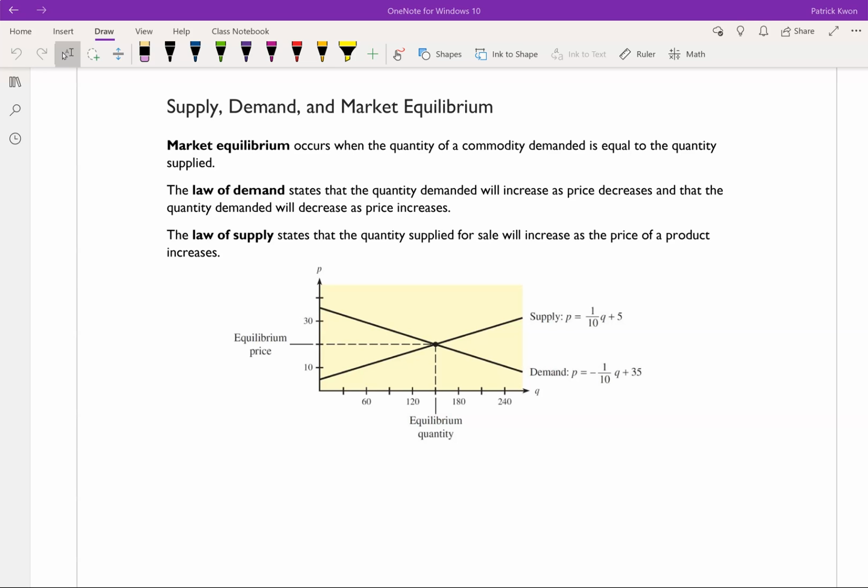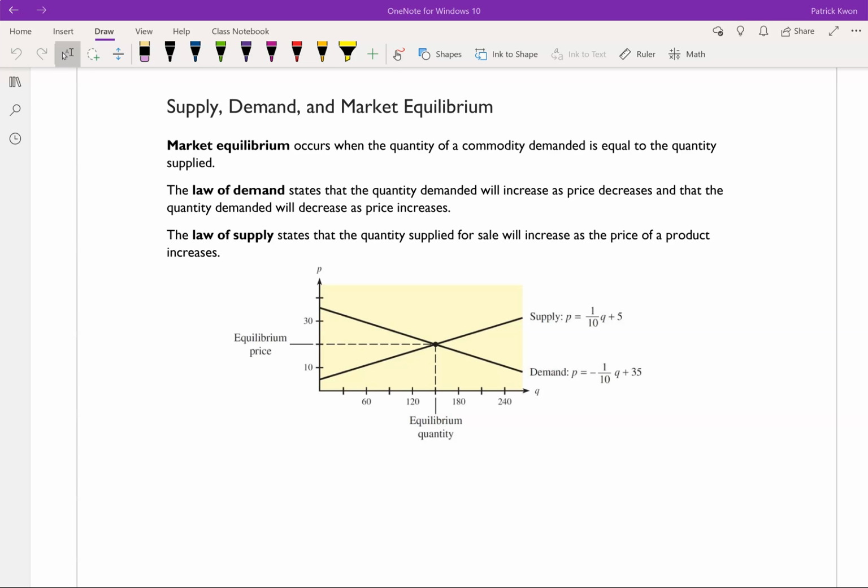Like if you have an iPhone and Apple starts selling iPhones at like $2,000 per phone, then the demand for them will go down because that's very expensive for a phone, right? The law of supply states that the quantity supplied for sale will increase as the price of a product increases.